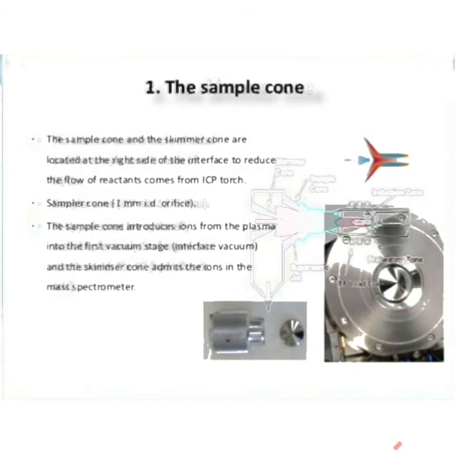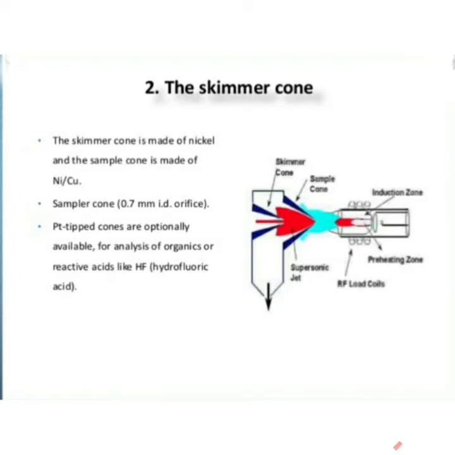Next is the skimmer cone. You can see in that image what the skimmer cone is. The skimmer cone is made of nickel and the sample cone is made of nickel and copper. Sampler cone, 0.7 mm ID orifice. Platinum-tipped cones are optionally available for analysis of organic or reactive acids like hydrofluoric acid.